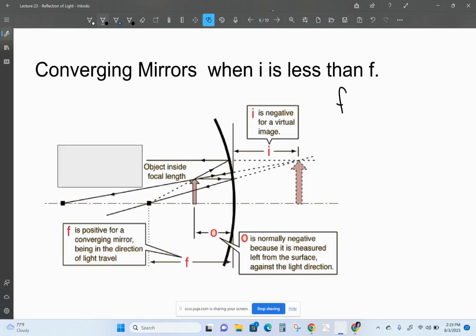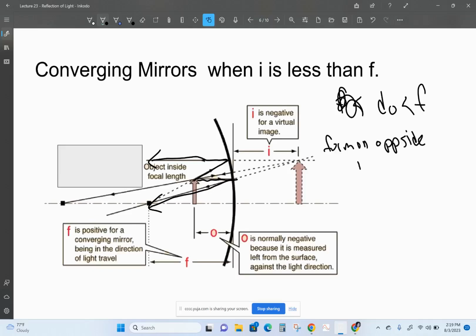When the object is less than f, the reflected rays, this ray and this ray, never ever meet on the same side. So you can never get a real image to form in this situation. They form on the opposite side. So di will be negative because it is virtual. It cannot be projected. And it will be magnified.